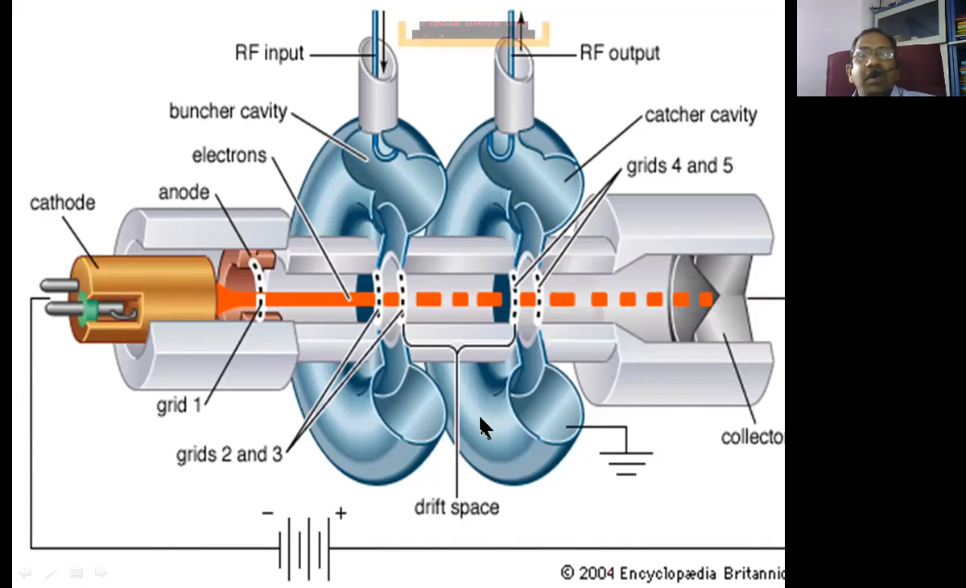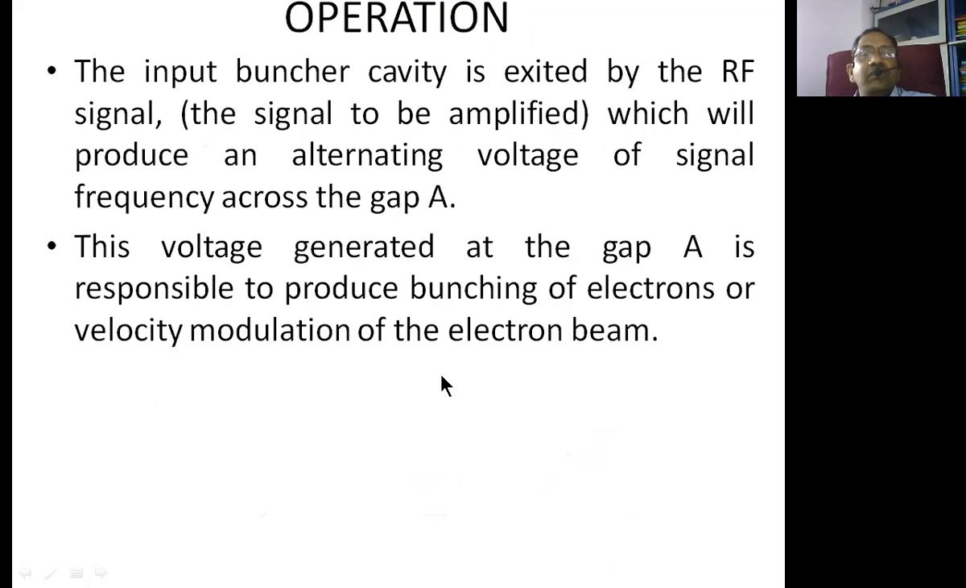Okay. The next one is this space, known as the drift space. The space between the gaps of the catcher and the buncher cavity is known as the drift space. This is normally grounded, and that means the cavities are also going to be connected to ground. So this is the basic cross-sectional diagram of a multi-cavity or two-cavity Klystron.